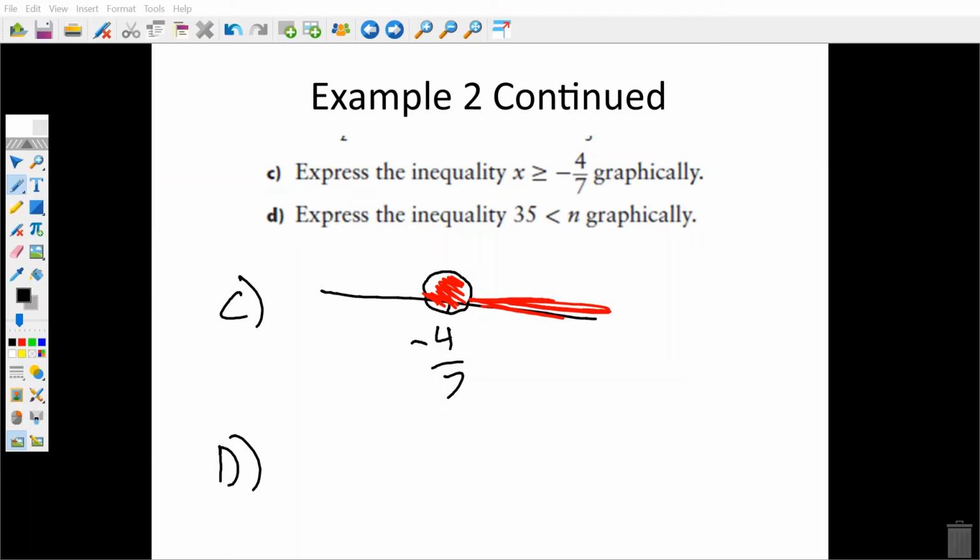Next one says, now this one's a little bit different, okay? So we got our 35 down.